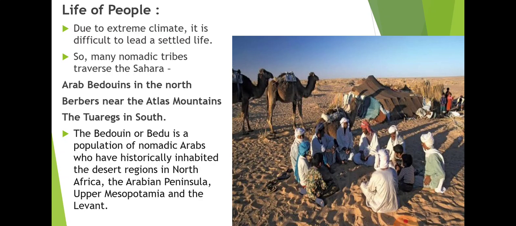There are three main tribal people, or nomadic tribes. They are known as Arab Bedouins, who live in the northern part of Africa. Berbers, they live near the Atlas mountains. The Tuaregs, they live in the southern part of Africa. So let us see one by one the nomadic tribal people, starting with the Bedouins.